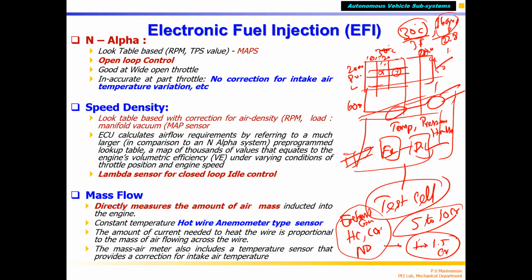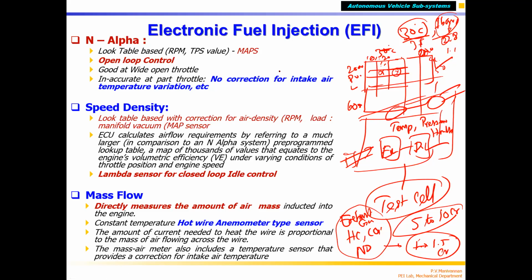Those maps are not valid under the mines, where you go 500 meters, 1,000 meters deep, in coal mines, gold mines, or diamond mines. They go up to 1.5 kilometers deep. There they use earth-moving equipment run by diesel engines, so the pressure can go to 1.2 or 1.4 bar. So for that also you need maps. That means for each temperature and each pressure condition, you have to create a lot of maps.